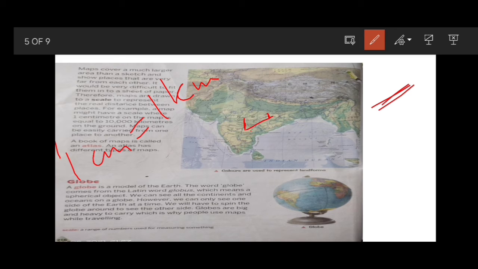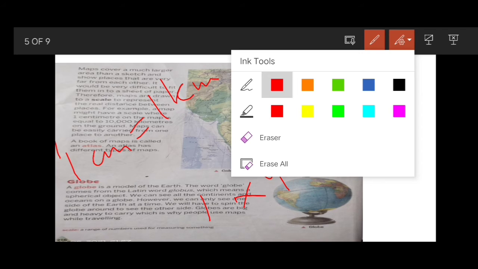Here, from this point to this point we got 4 centimeters. It will be 1 into 4 kilometers. So from this point to this point the distance is 4 kilometers on the actual ground. In this way we can find out the actual distance on the ground by referring to a scale on a map. So dear children, I hope you understood how to find out the actual distance on the ground on a map.